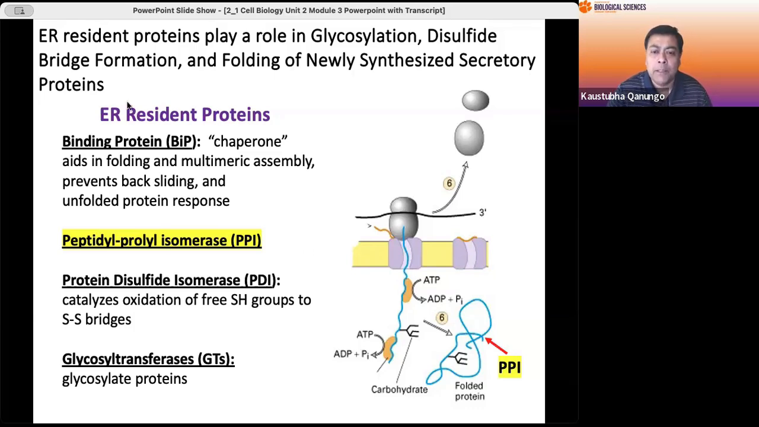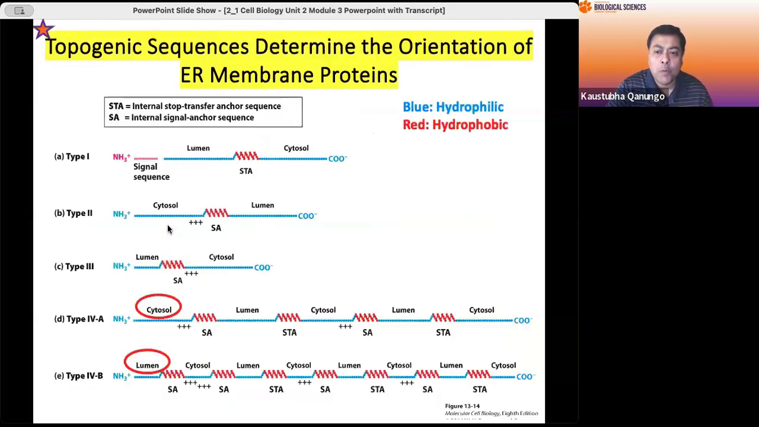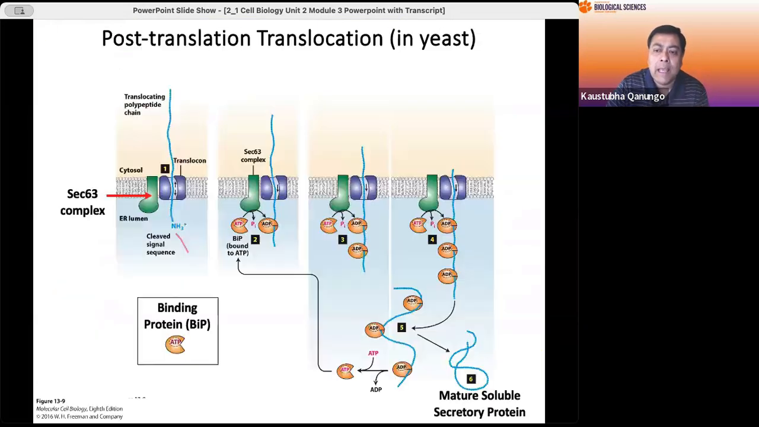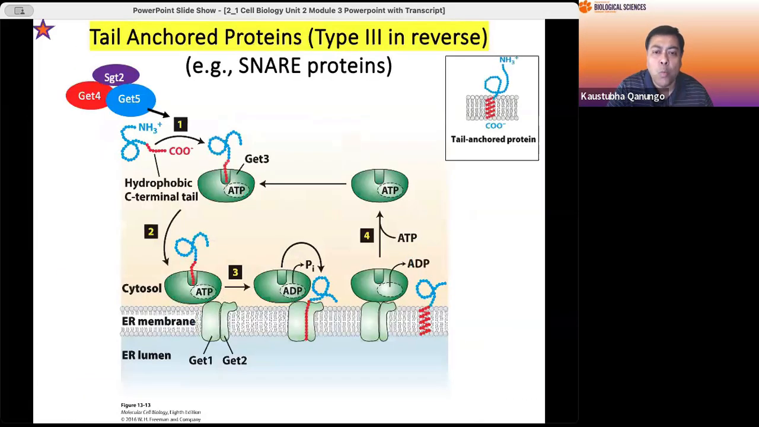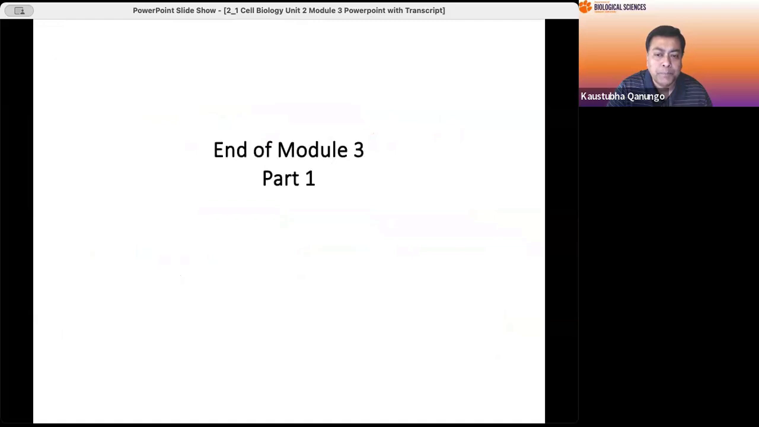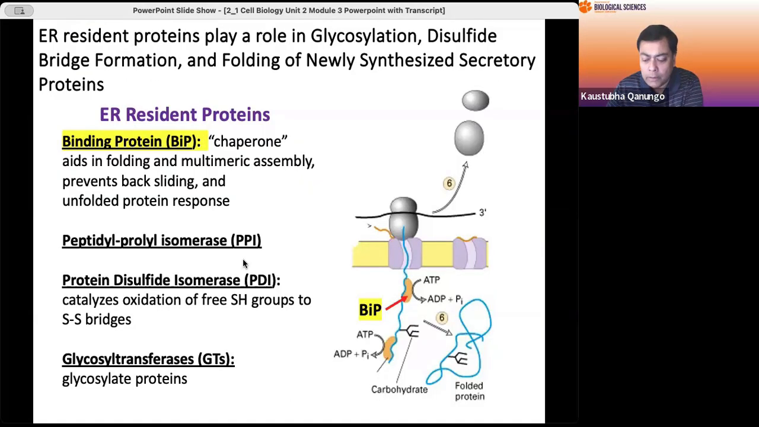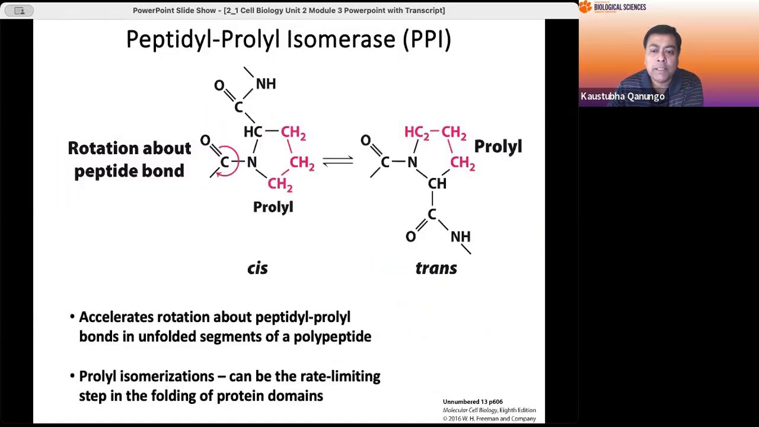Say, for example, the binding protein BIP, if you just go back all the way up and just one line, what it does, it just prevents the backsliding of the protein. So that's basically just a one line function of that BIP. You have the peptidyl prolyl isomerase. You can see that this one helps in the rotation about the peptide bond and helps in protein folding. So that's just an overview of the protein folding.